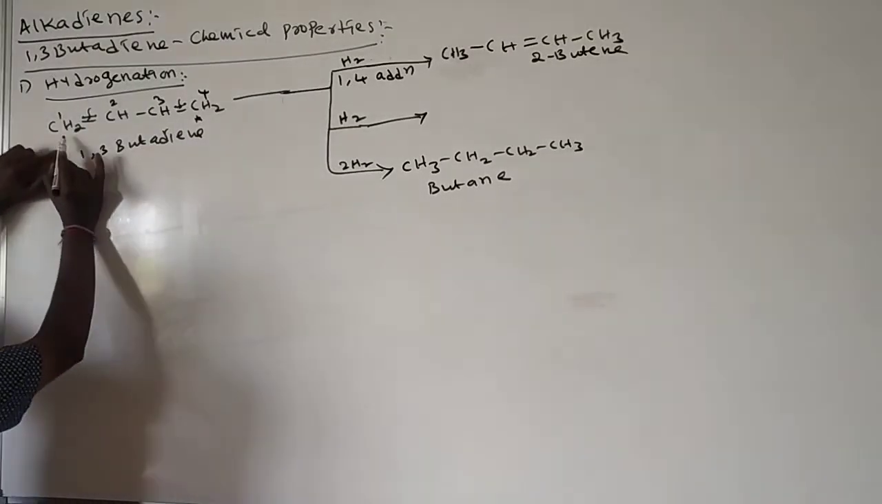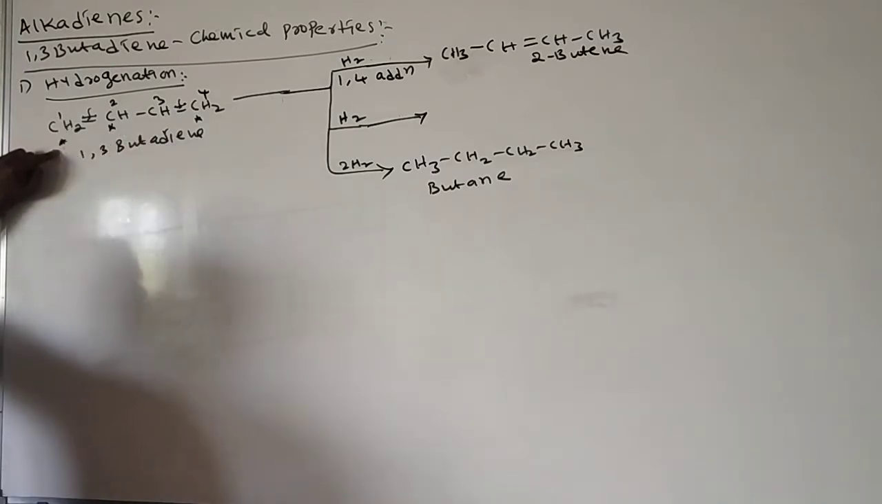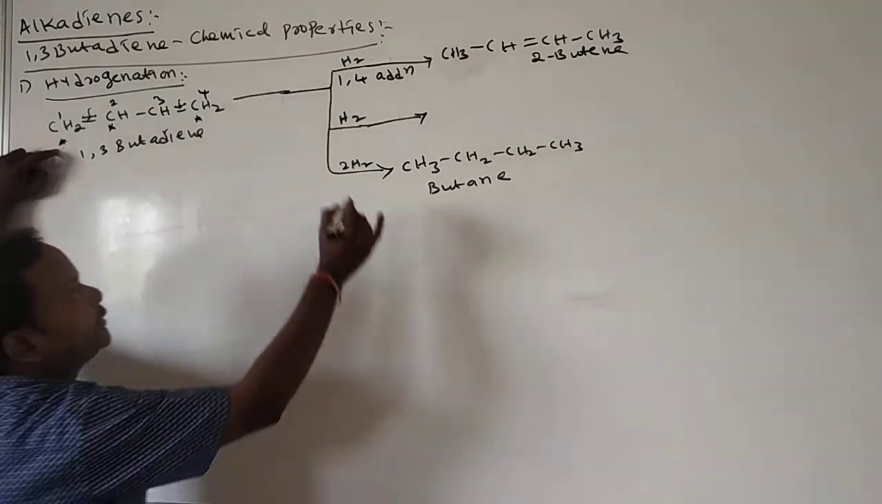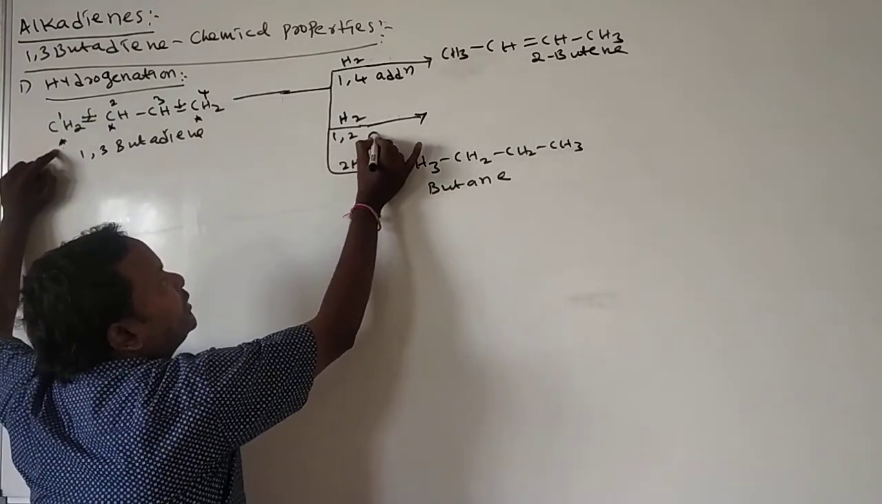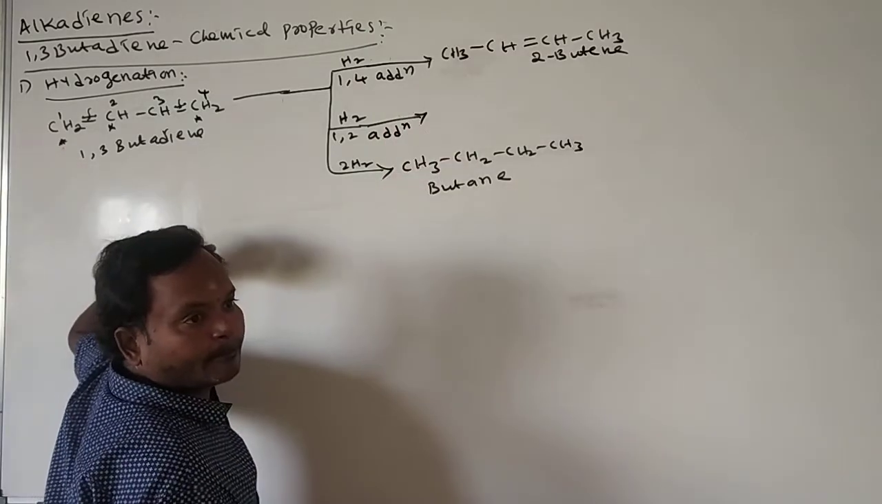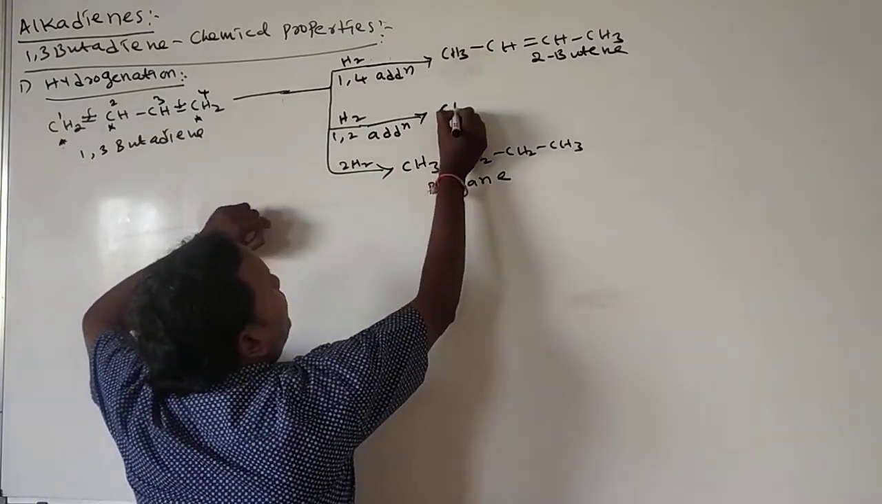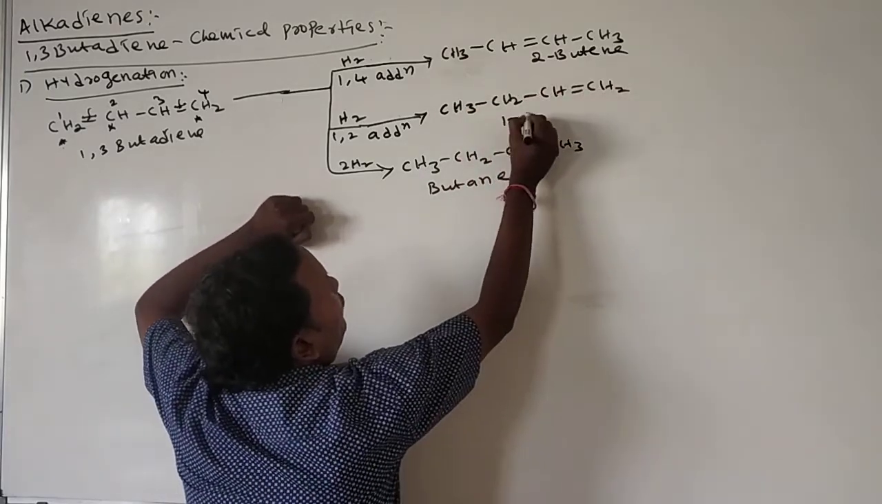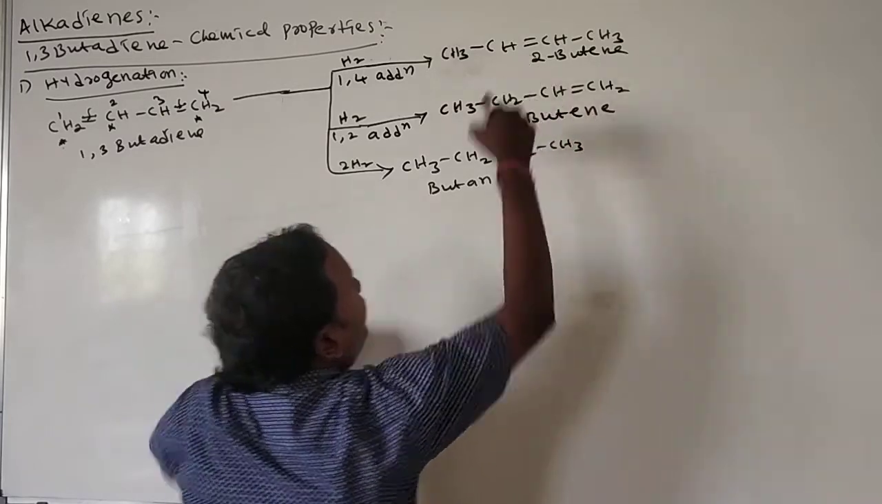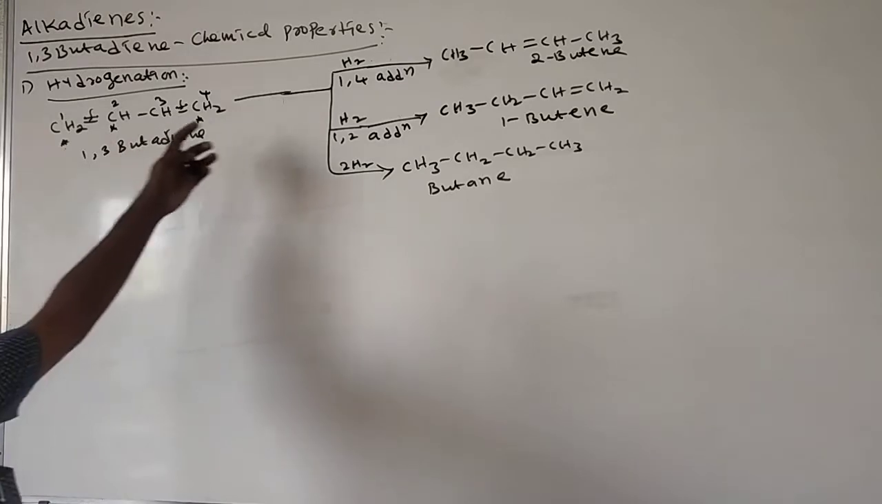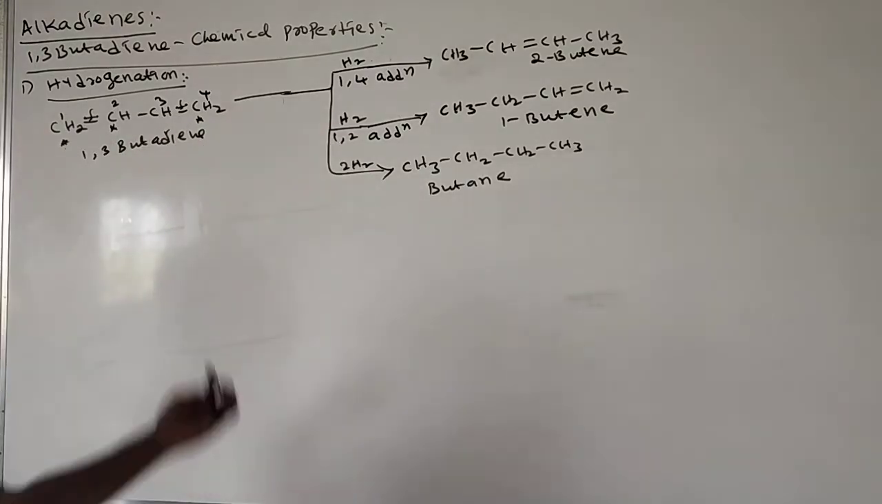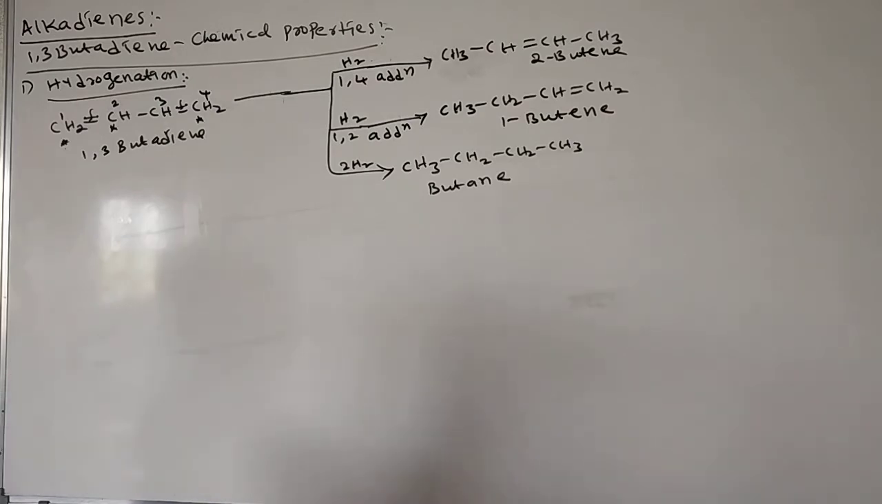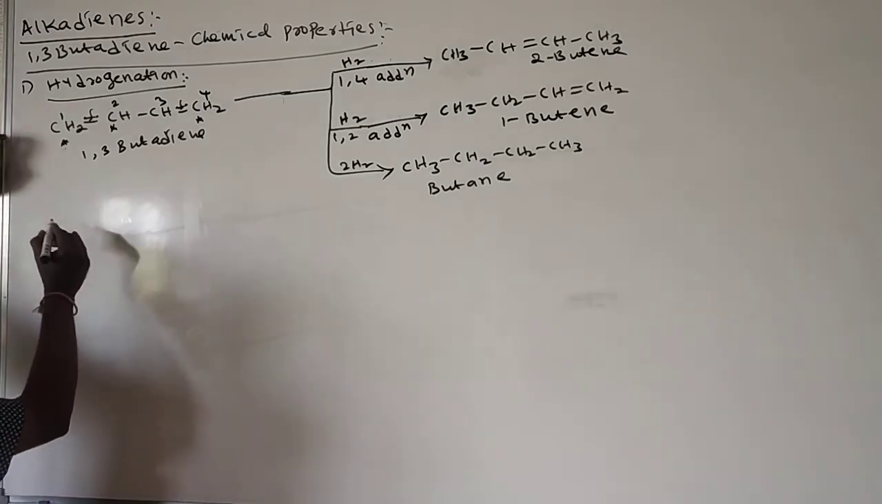If you add hydrogen at the first position and second position, what we call 1,2 addition. By the 1,2 addition, what we get? CH3, CH2, CH double bond CH2, 1-butene. All are hydrogenations, but by the 1,4 addition we get 2-butene, and by the 1,2 addition we get 1-butene. By the addition of 2 hydrogen molecules we get butene. This is called hydrogenation.